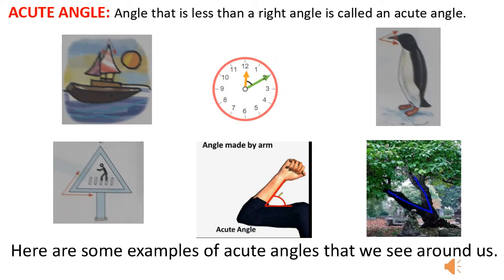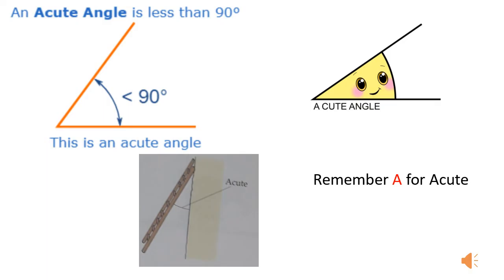Now let us see what is an acute angle. See the marking in the figures. They are all examples of acute angle. An acute angle is less than 90-degree.